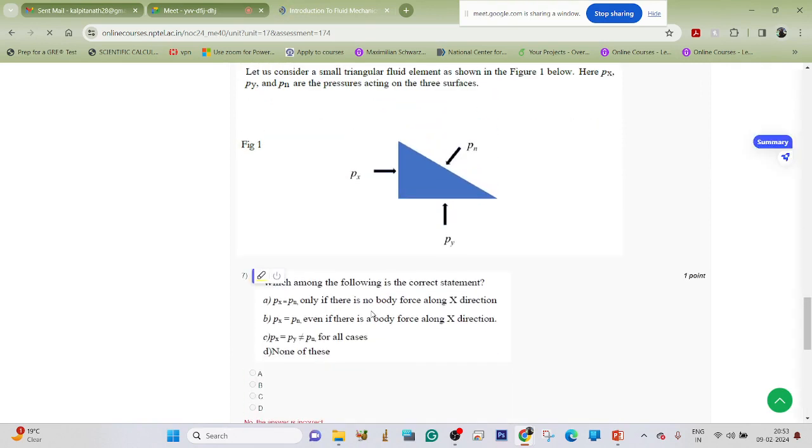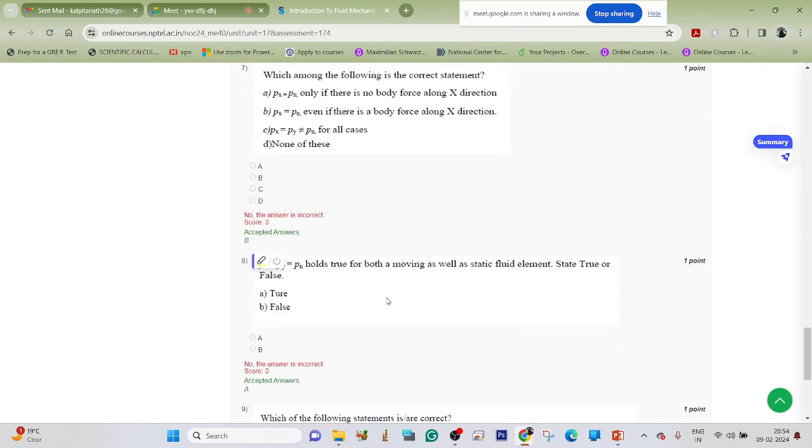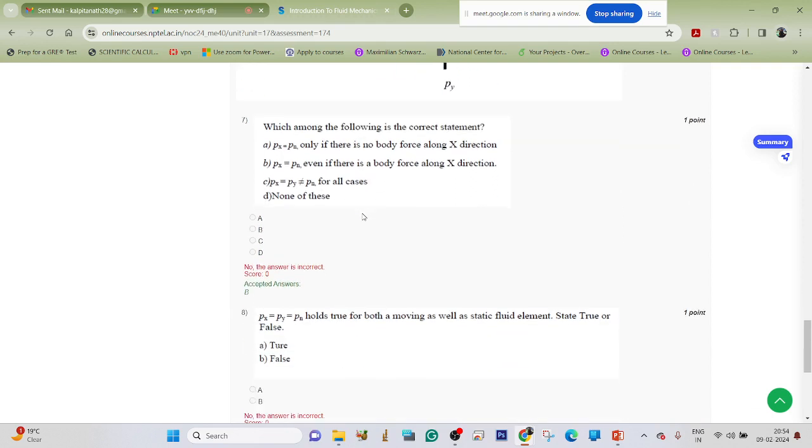Yeah, question number 7. What about this? Which question, number 7 or 8, ma'am? Okay. If Px is equal to Py is equal to Pn holds true for both. Just one second. Let me get back to it, because it is two classes back. Just one second, I'll tell you.